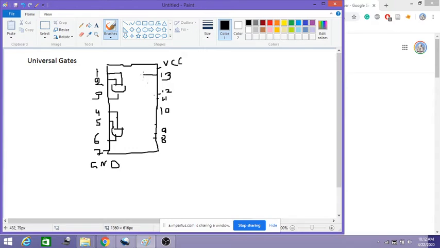Okay. So here 13 and 12 are the inputs for this AND gate, and sorry, 11 is the output. So likewise 10 and 9 are the inputs and 8 is the output. So this is how the AND gate looks like, and the AND gate number is 7408 IC. You can just check it. You Google it, 7408 IC, you will get all the specifications.